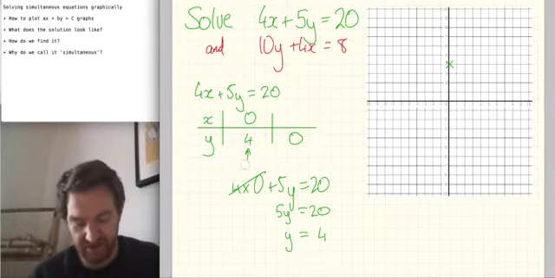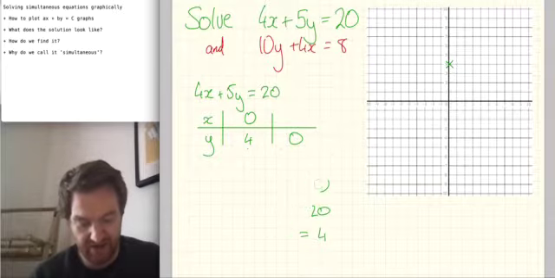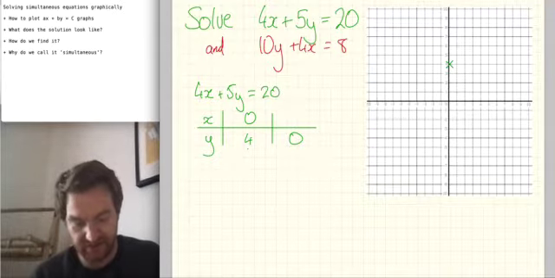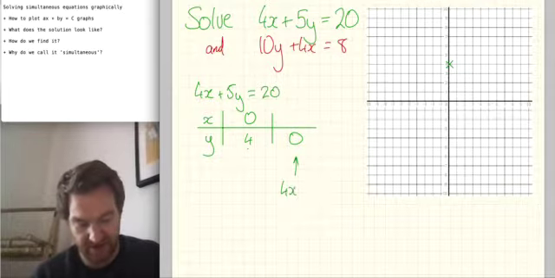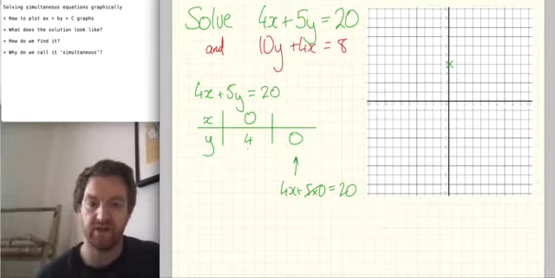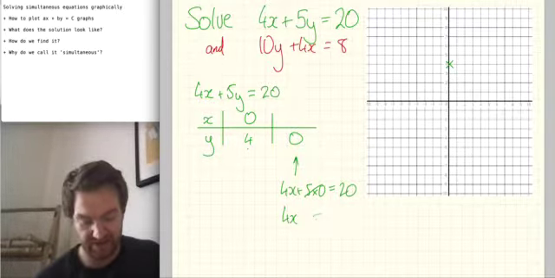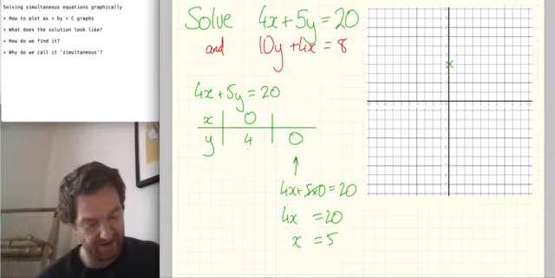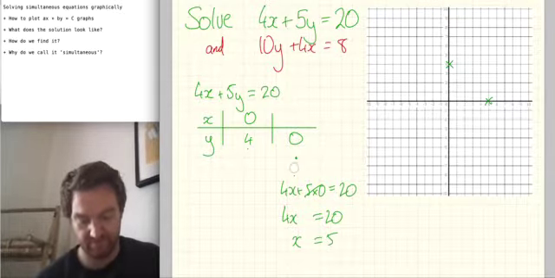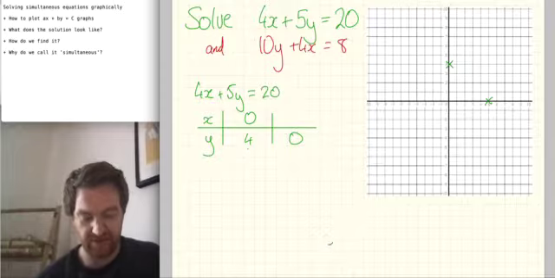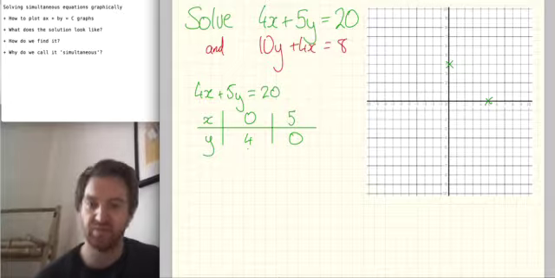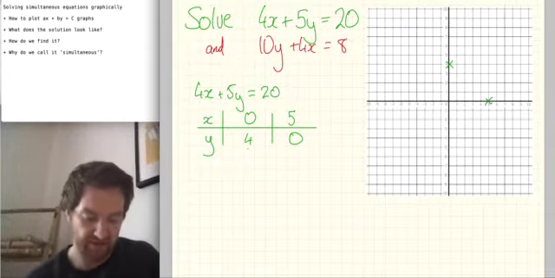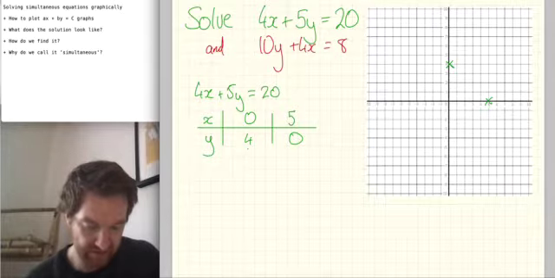We can do the same thing, but this time, what about if y is 0? We say it's going to be 4x plus 5 times 0 is 20. And of course, 5 times 0 is nothing. So it's just going to be 4x is 20. Again, we're ignoring the y's. x is 5, y is 0. Once we've got those two points, and again, this is where hopefully my iPad will behave itself, the straight line function is pretty bad, we can join those together in a straight line. Something like this.